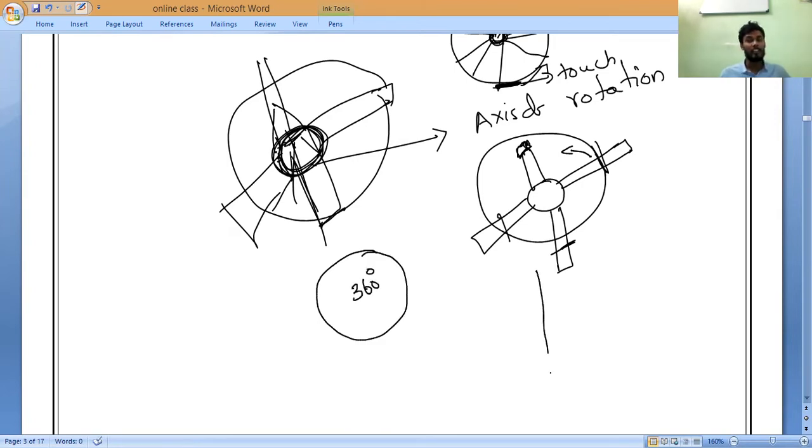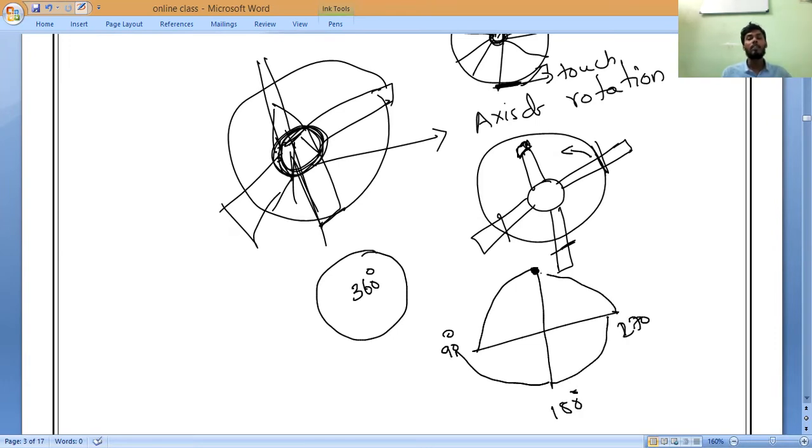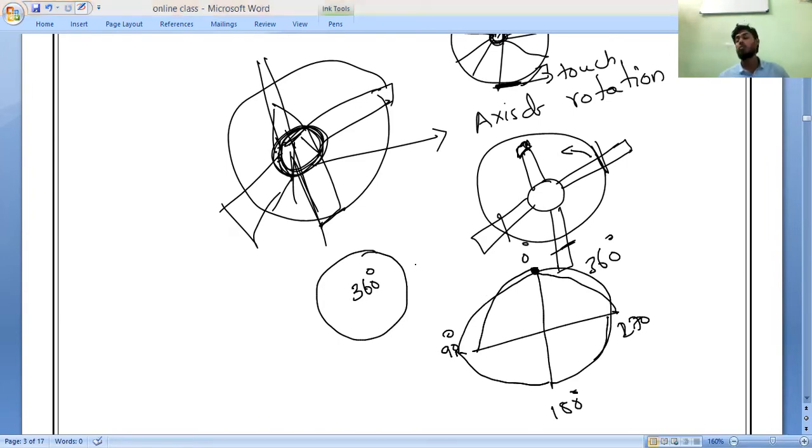360. Yes or no? For example, if you consider like this, now the particle is here. After it moves to here, what is the angle travelled? 90. After here? 180. Here? 270. Again, when it travels here, how much is it? 360. So the starting point is 0 degrees, and the angle keeps on changing its position. So that is what we call rotatory motion.